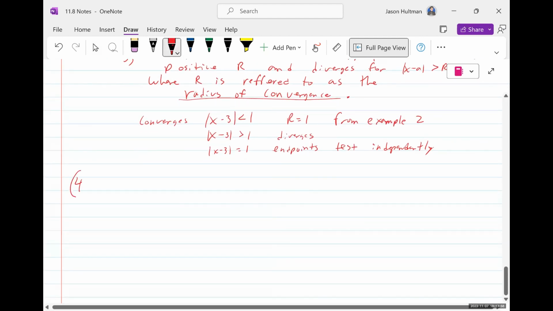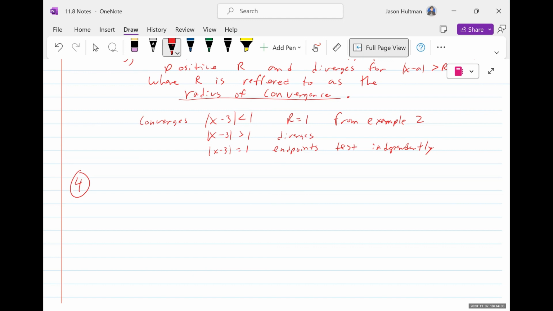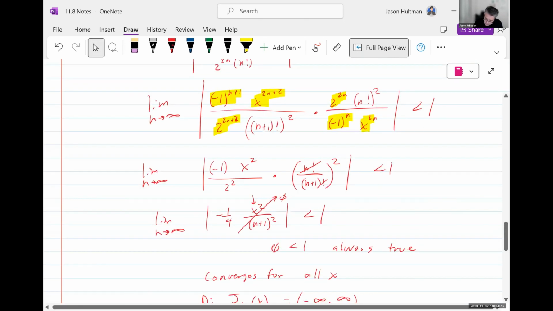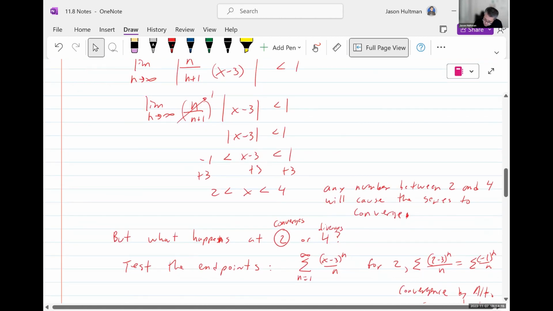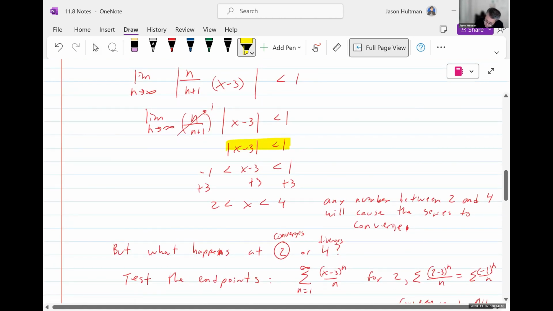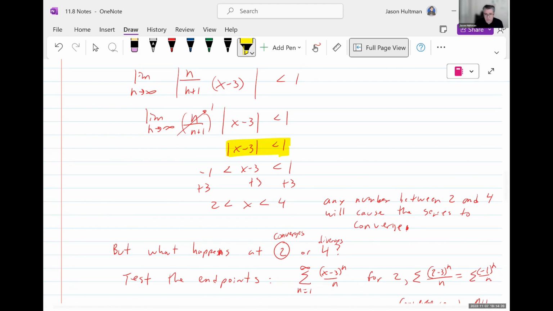Okay, number 4. I have a question. Yeah. Professor, how can we get R equals 1 from example 2? Yeah, so if we look back at example 2, we came out with this here. And so the radius of convergence is 1. Think of it like a number line. We're going from 2 to 3 to 4, right? And so at 2 it's included, and 4 is not included.